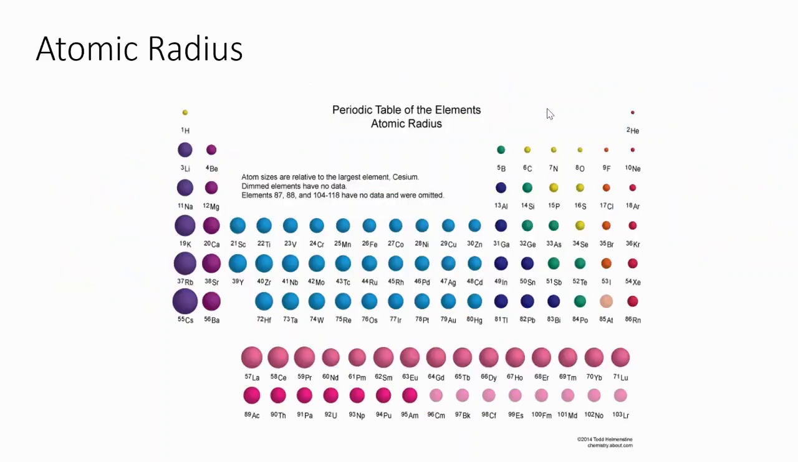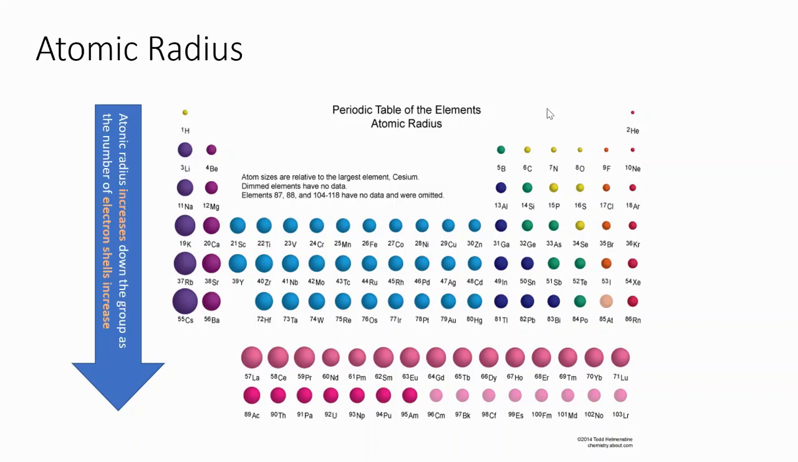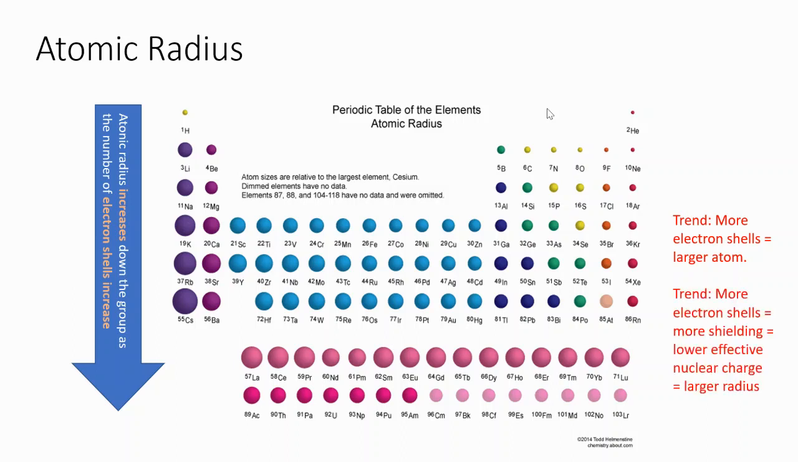Let's move now to atomic radius. This periodic table shows relative atomic radius of different elements. Let's look at the first trend. The atomic radius increases down the group as the number of electron shells increase. So more electron shells results in a larger atom. We could also say here that more electron shells results in more shielding, which lowers the effective nuclear charge. This results in a larger radius, both of these factors.